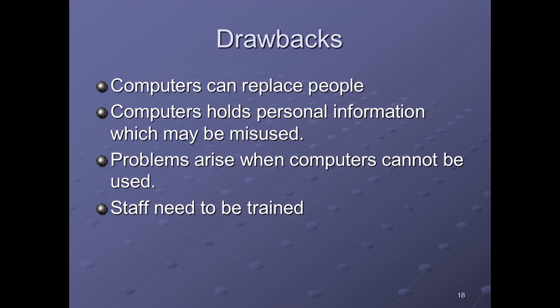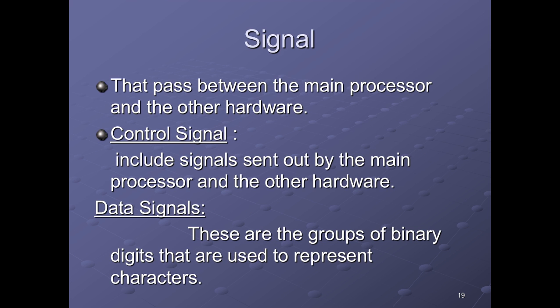Signals pass between the main processor and the other hardware. Control signals, including the signals sent out by the main processor and the other hardware. Data signals are the group of binary digits that are used to represent characters. Now we will discuss binary digits in the number system. Inshallah, in future I will make a video for that one, number systems.